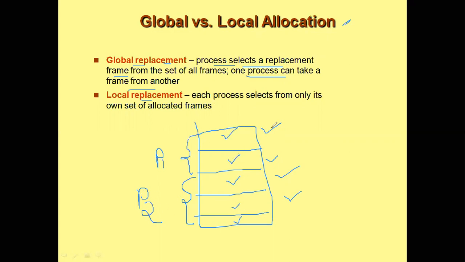So this is global replacement, but local replacement is different. P1 cannot take the frames of P2, and P2 cannot take the frames of P1. Each process selects only from its own set of allocated frames. This is global versus local allocation.